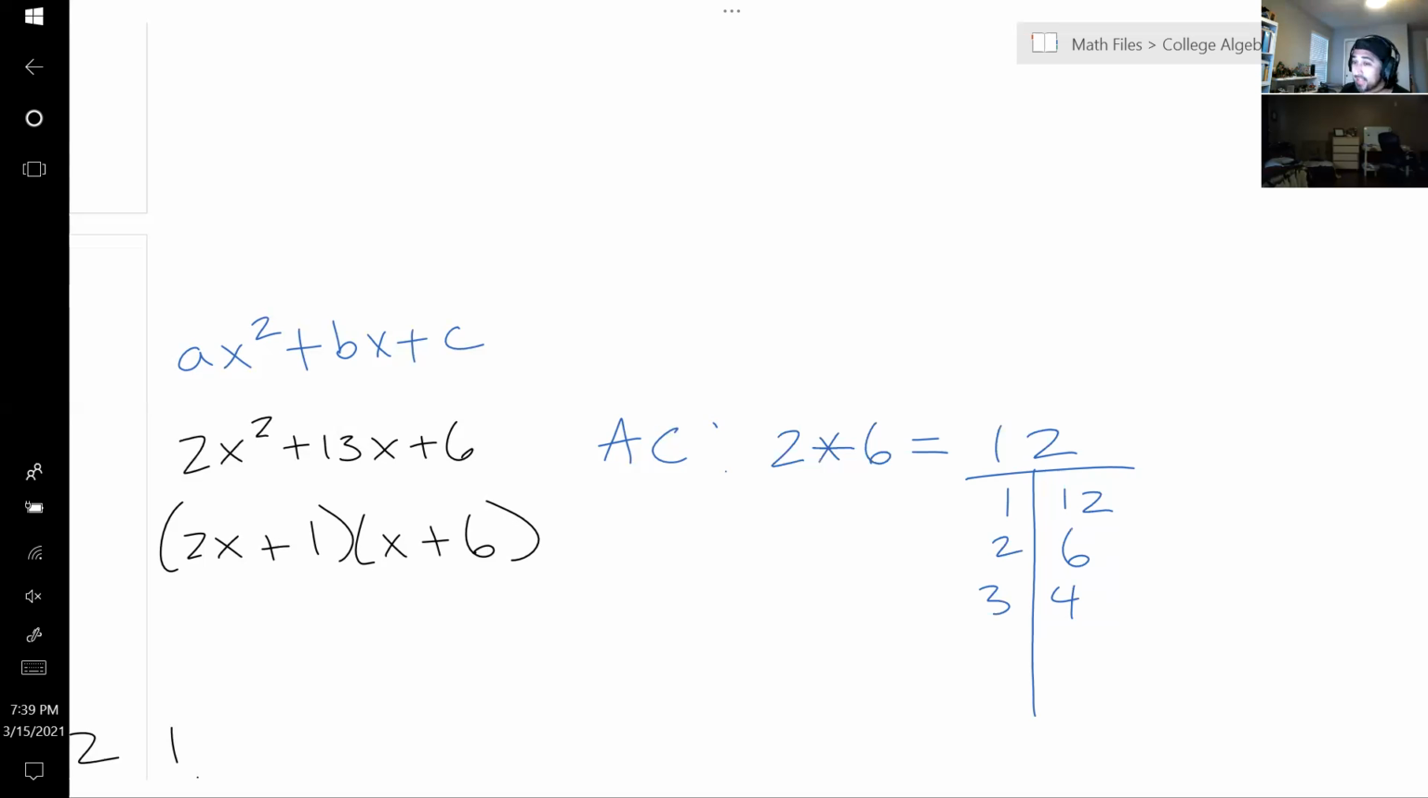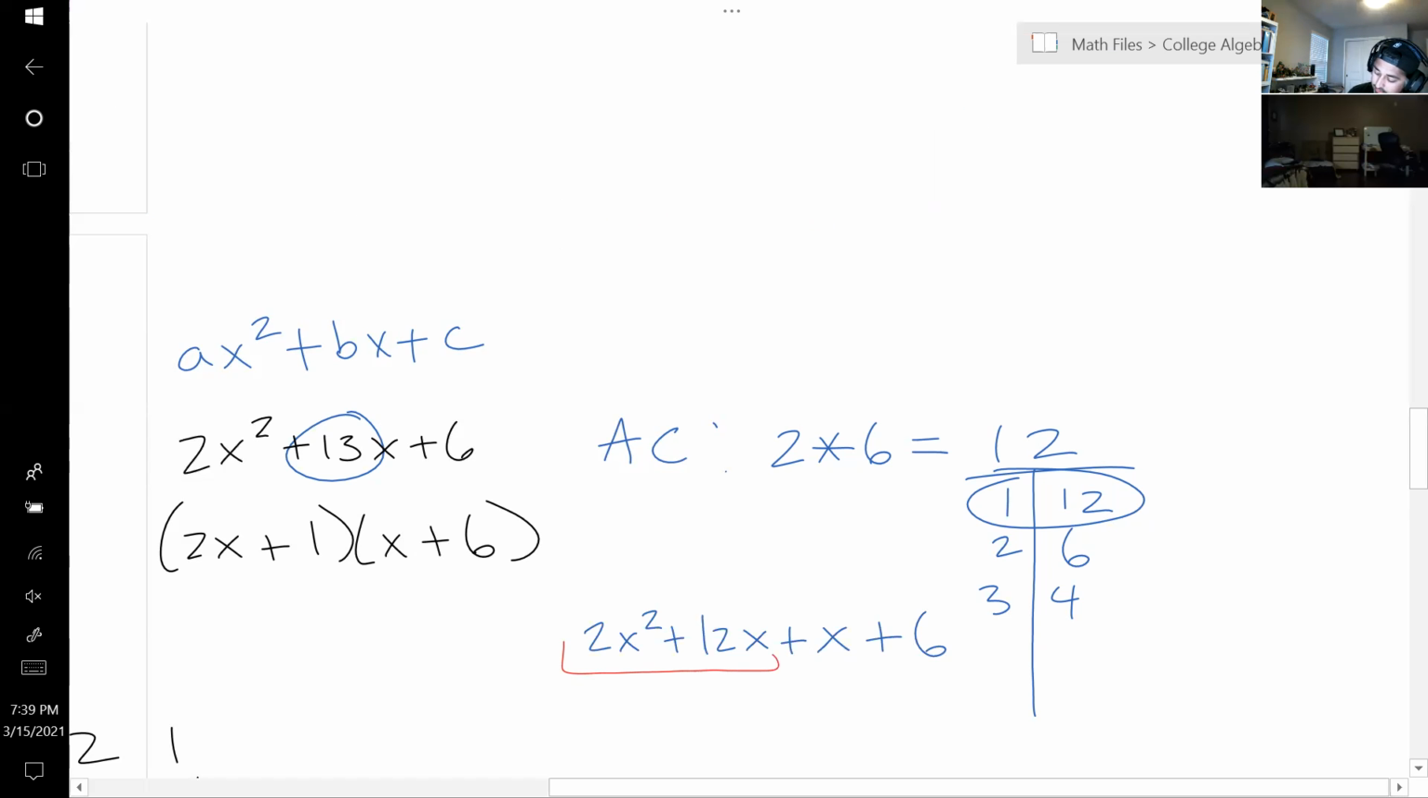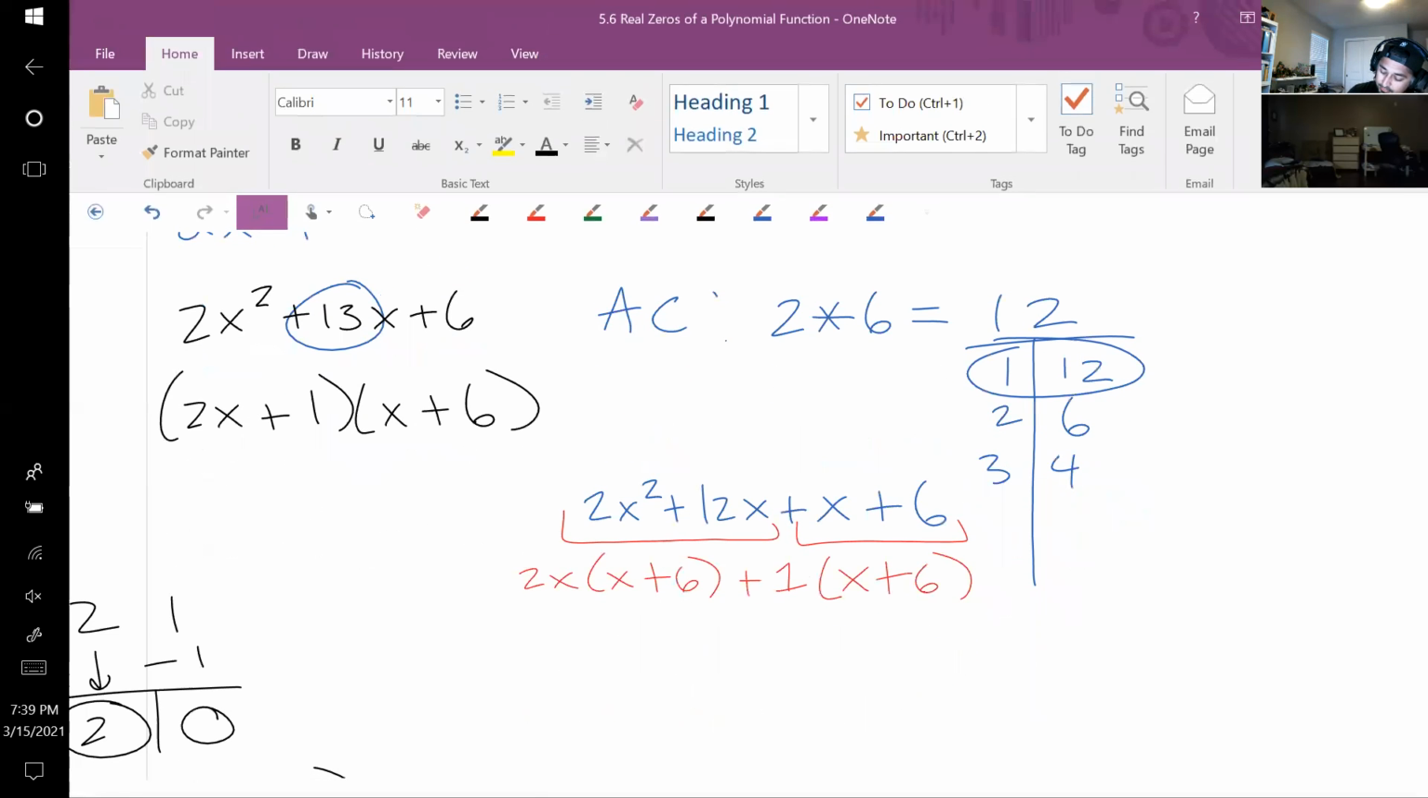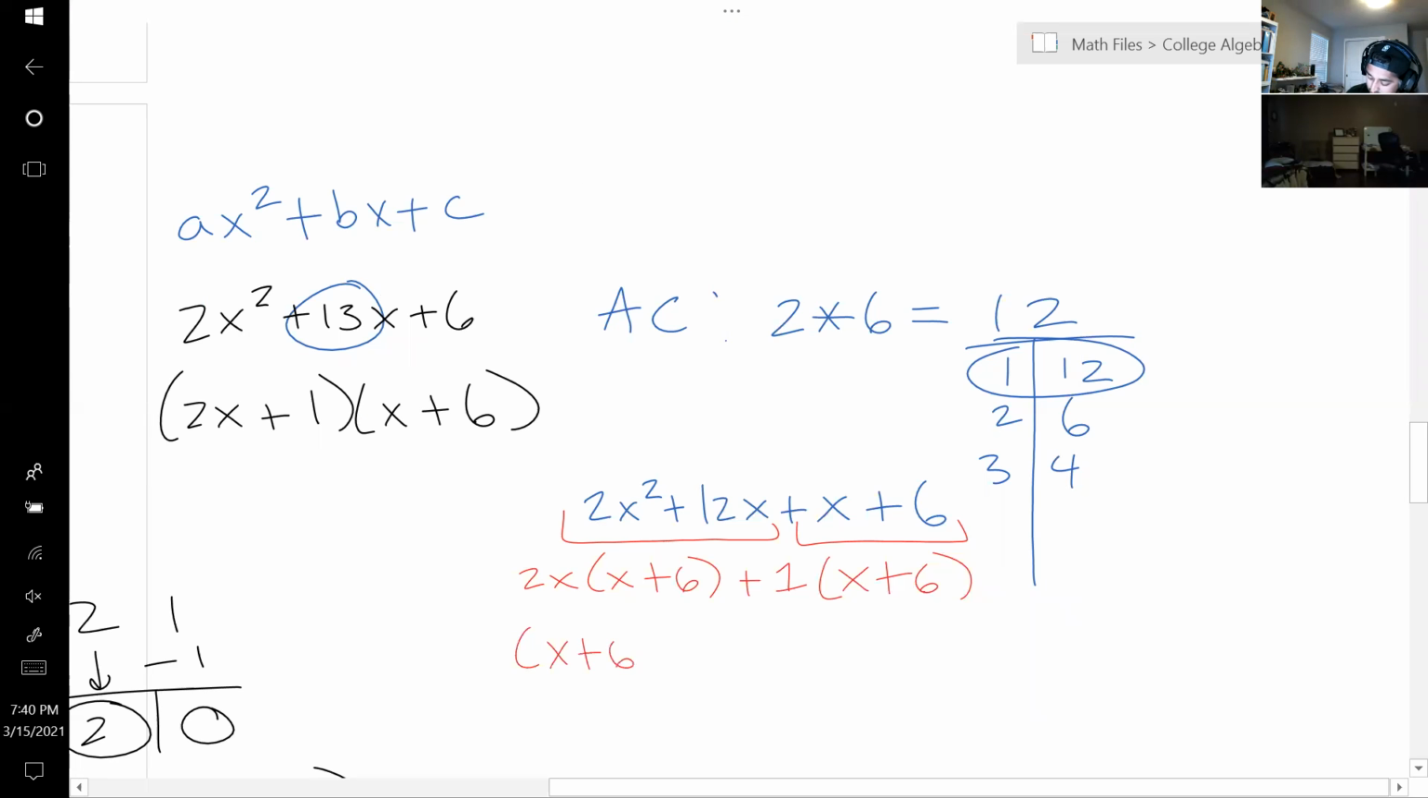And you're going to look at this list of factors and tell me which ones can add to give you 13. And that's just going to be 1 and 12. So that means that you take 1 and 12 and you rewrite this as 2x squared plus 12x plus 1x plus 6. And then you factor by grouping, which means I'd take a 2x out, and that would leave me with x plus 6. I'd take a 1 out, which would leave me with x plus 6. And then this would factor to x plus 6 times 2x plus 1. Same thing.